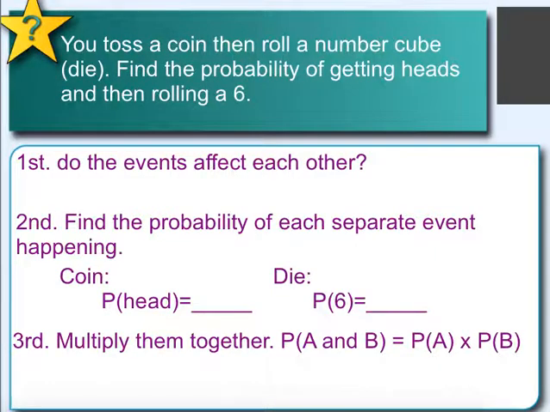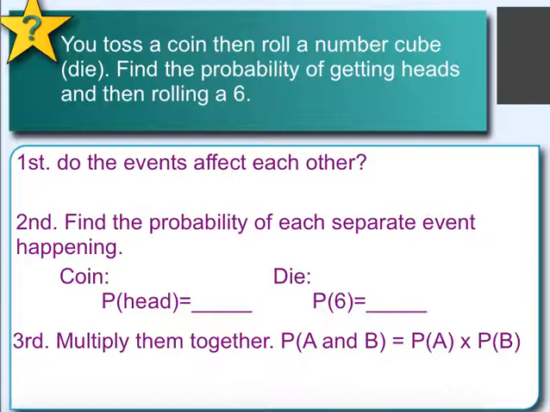So let's look at this example. You toss a coin and then roll a number cube. Find the probability of getting heads and then rolling a 6. So first question, is this dependent probability or independent probability? And you would say, well, because we aren't affecting probability, we have independent probability.